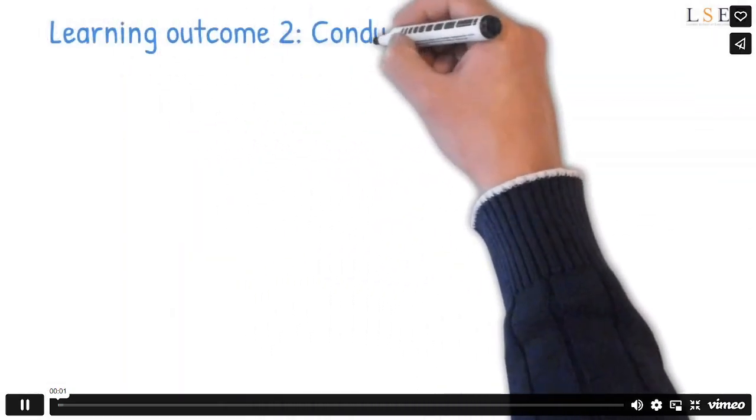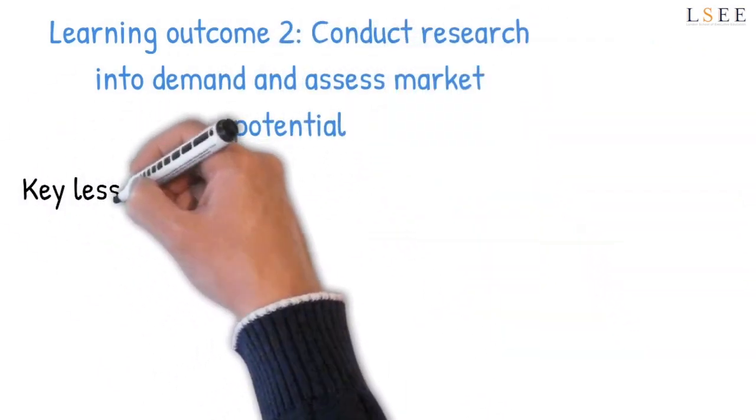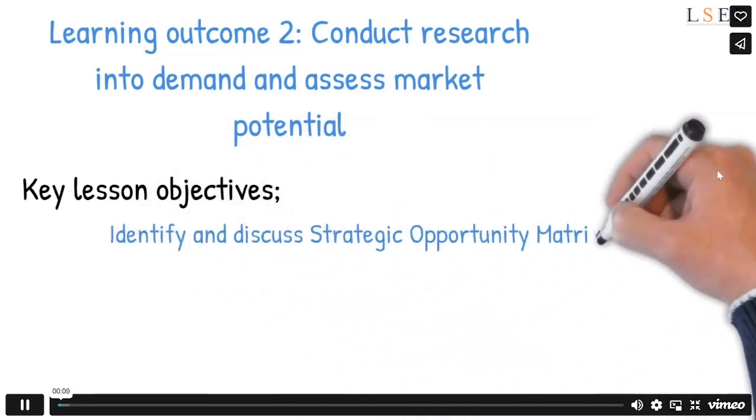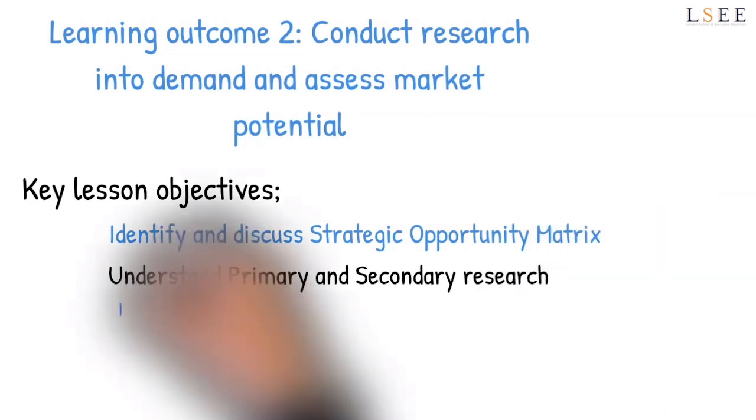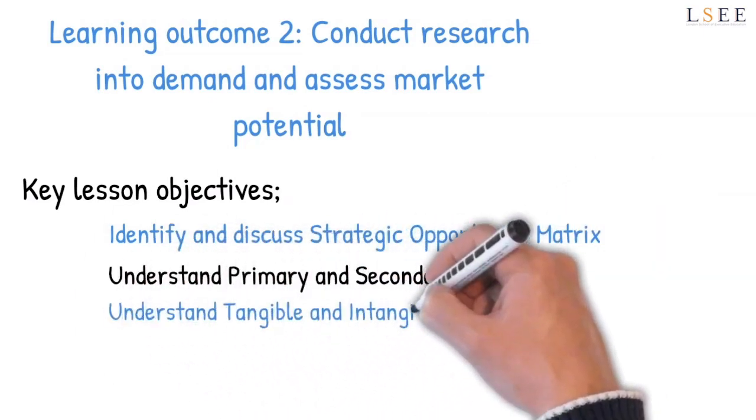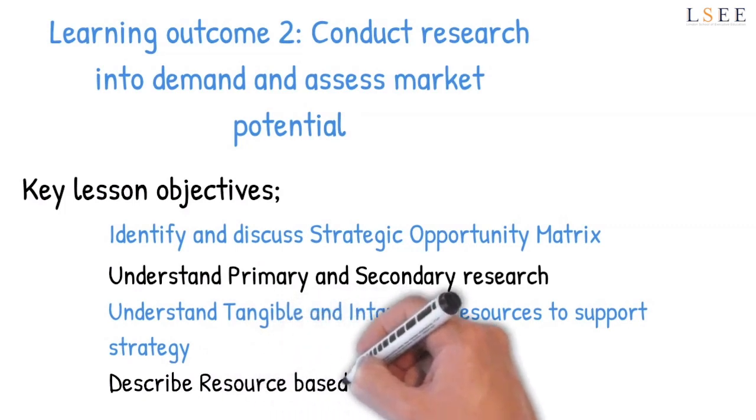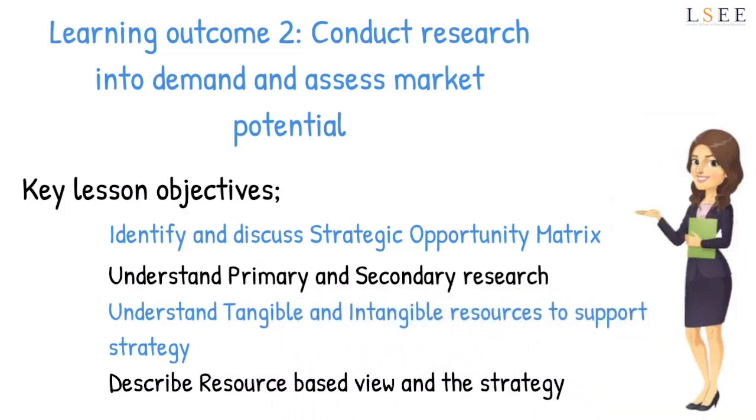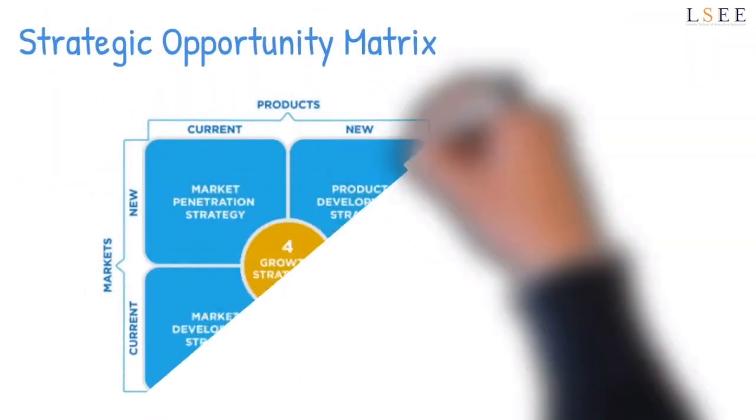Learning outcome 2, conduct research into demand and assess market potential. Key lesson objectives. Identify and discuss strategic opportunity matrix. Understand primary and secondary research. Understand tangible and intangible resources to support strategy. Describe resource-based view and the strategy. Strategic opportunity matrix.